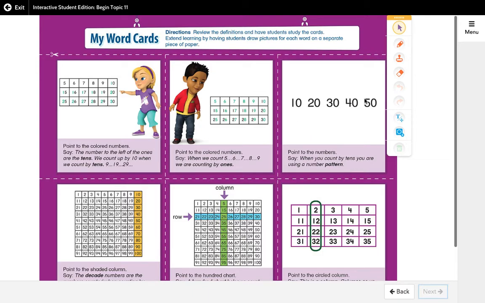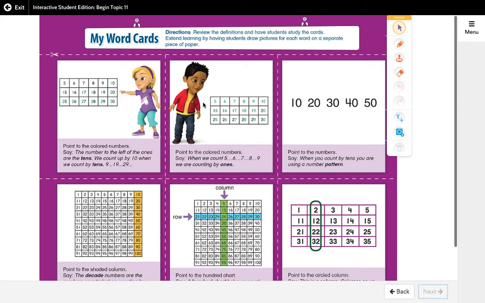The pattern here is counting by tens. Okay, for our ones card, they're going to point to the colored numbers. So here we're going to go in each column: 5, 5, 5, 6, 6, 6, 7, 7, 7, 8, 8, 8, and so forth. And we want the kiddos to recognize that as we move down the chart, the ones are staying in the same place. We also want them to recognize that we're counting by ones as we go across the chart.